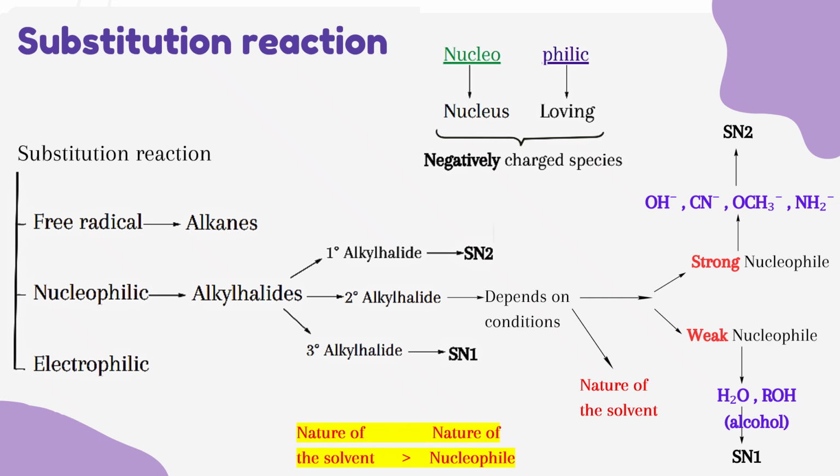Now, after we have completed understanding SN1 and SN2 reaction in case of primary and tertiary alkyl halides respectively, let us understand secondary alkyl halides. Well, the reaction of these secondary alkyl halides depends upon two conditions. First one is the nature of nucleophile, second one is the nature of the solvent. So, if you have strong nucleophile, then this secondary alkyl halide will undergo SN2 reaction. If you have weak nucleophile, then this secondary alkyl halide will go SN1 reaction.